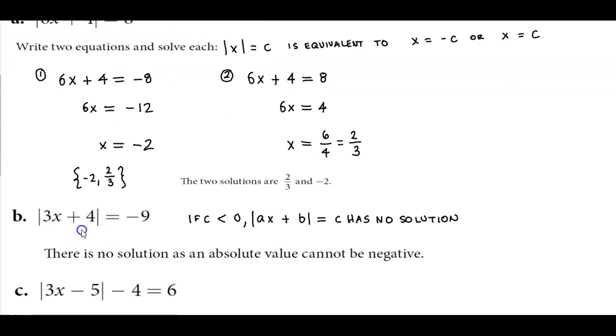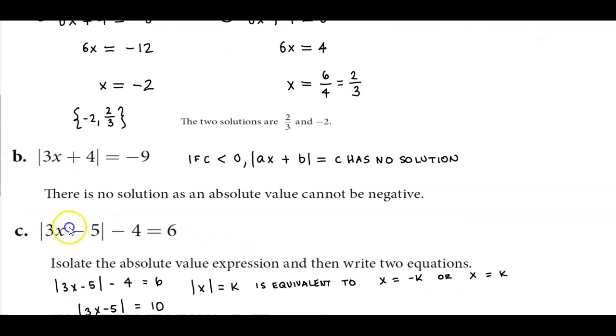For part B, we have the absolute value of 3x plus 4 is equal to negative 9. Now recall that if this value of c is less than 0, it's not going to have a solution, because it's impossible to take an absolute value of a number and for it to be negative. So there is no solution, as an absolute value cannot be negative.